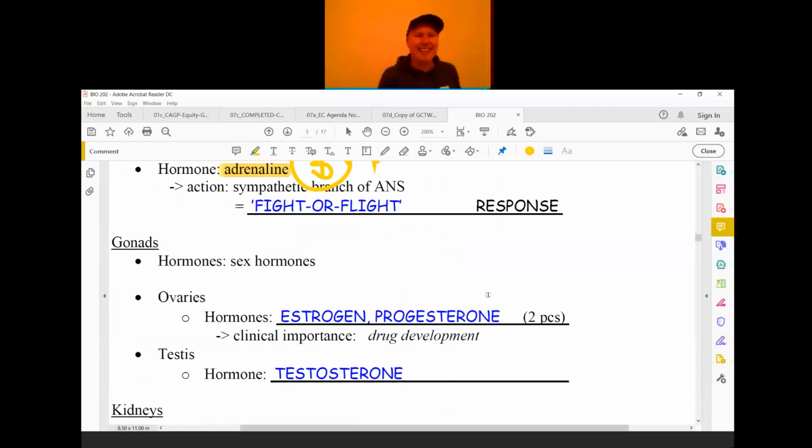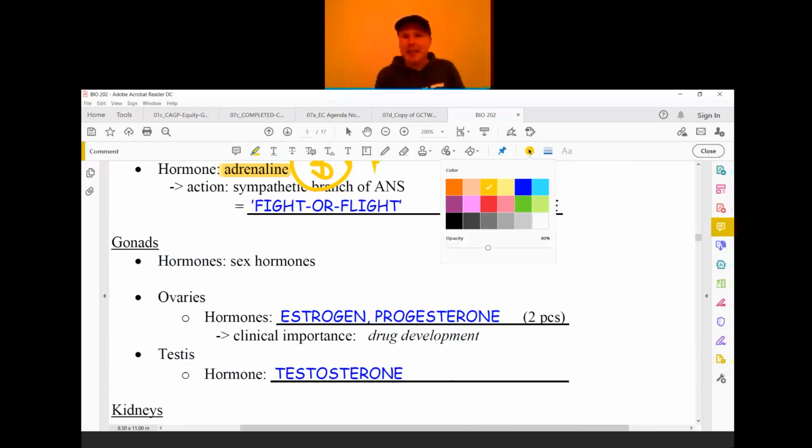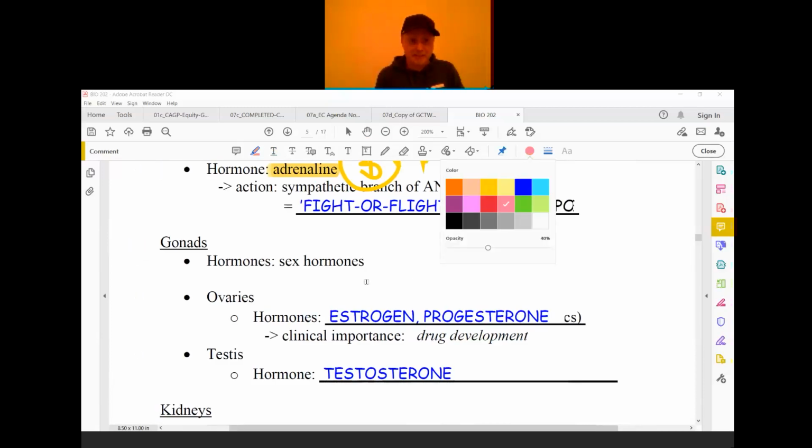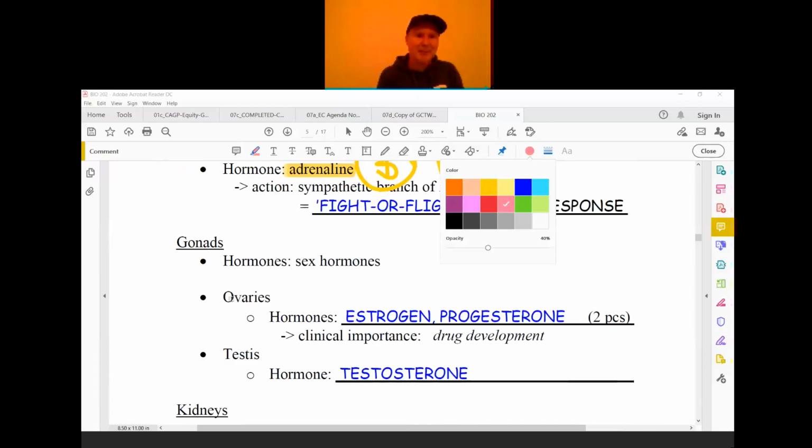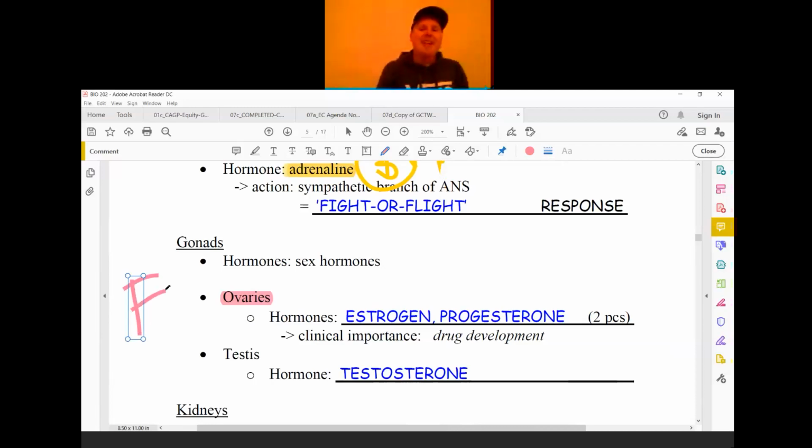The next one that we're going to look at is going to be the gonads. And gonads are the primary sex organs. So for the females, let's get a nice pink for that. It's going to be, of course, ovaries. The hormones that are going to be secreted from there are going to be estrogen and progesterone.